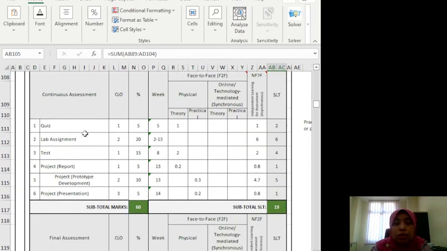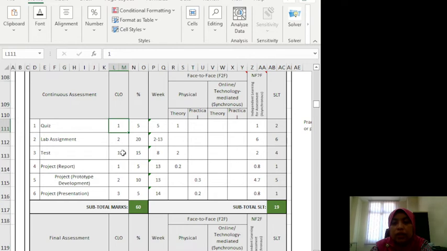Okay, so how about the continuous assessment? Continuous means not every week, but maybe when it comes to quiz on week 5, so you need to do your quiz. So quiz, lab assignment, test, project will be split into 3, which is I will assess you based on your report writing, presentation of report, and then development of your prototype, and lastly how you present your system.